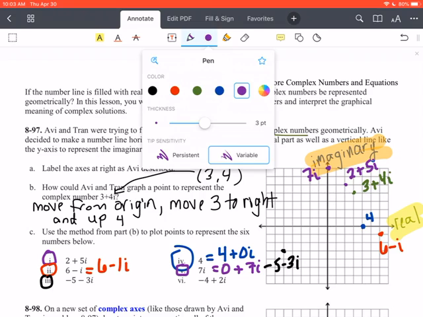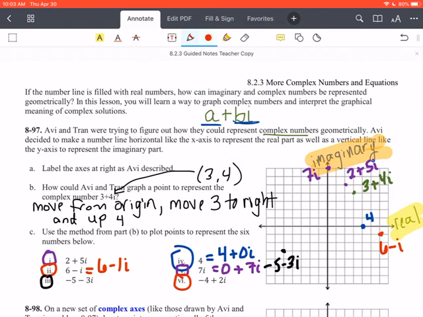And then on the final point, we have negative 4 plus 2i, so we have imaginary and real components. So negative 4, 1, 2, 3, 4, and then up 2. So this red point represents negative 4 plus 2i. So hopefully you've mastered or feel more comfortable with plotting complex numbers.